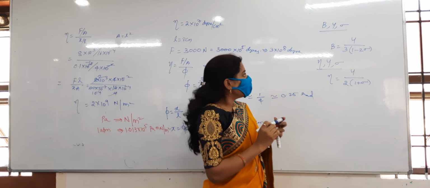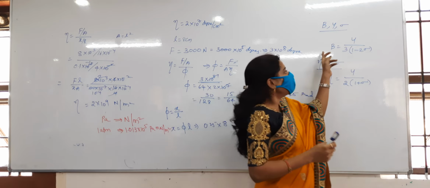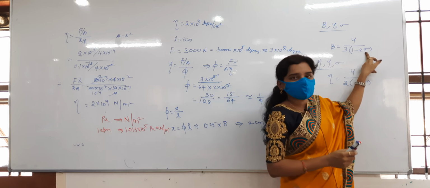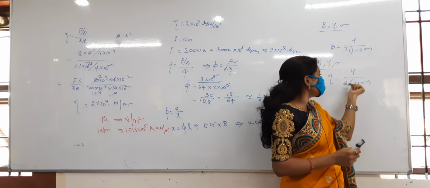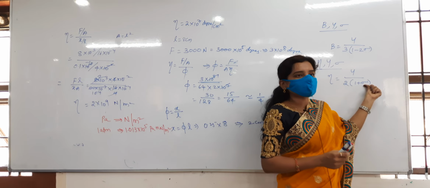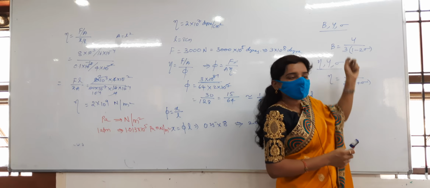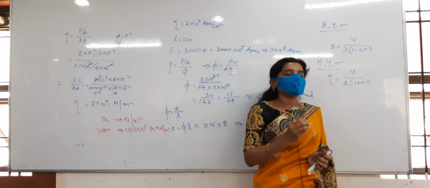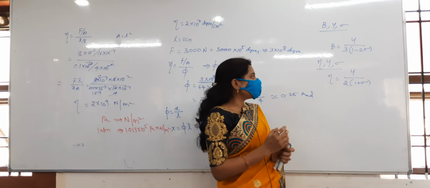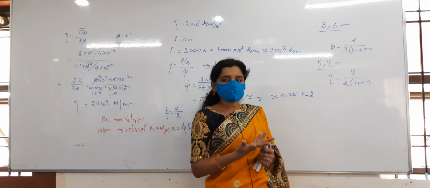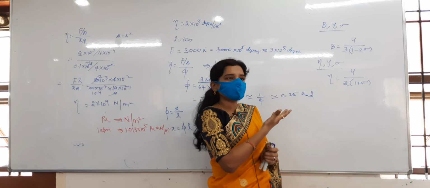So here the relation between B, Y and sigma is Y by 3 into 1 minus 2 sigma. Here this will be how much? Y by 2 into 1 plus sigma. This is about the rigidity modulus and this is about the bulk modulus. Then you want to get only the sigma value. You want to remove this Y value. So what can we do here? Equate both, that's it, divide both.